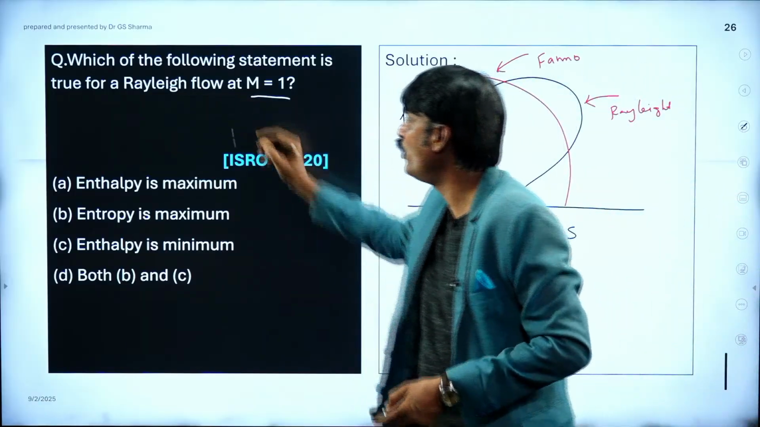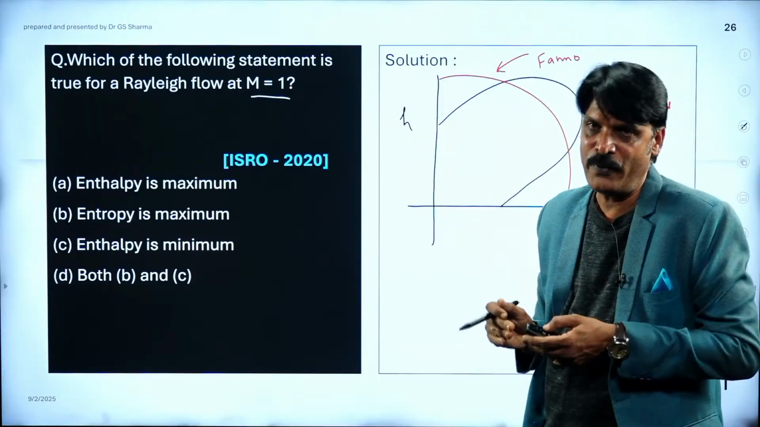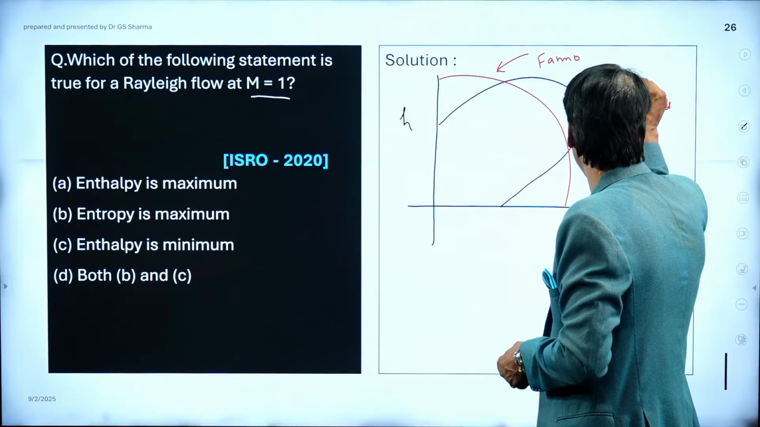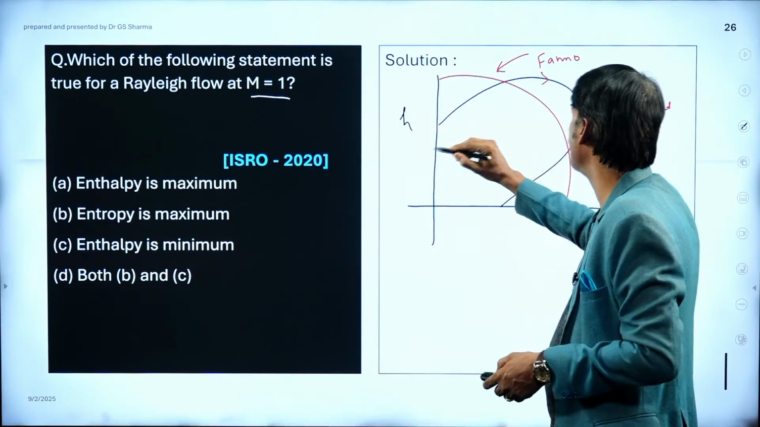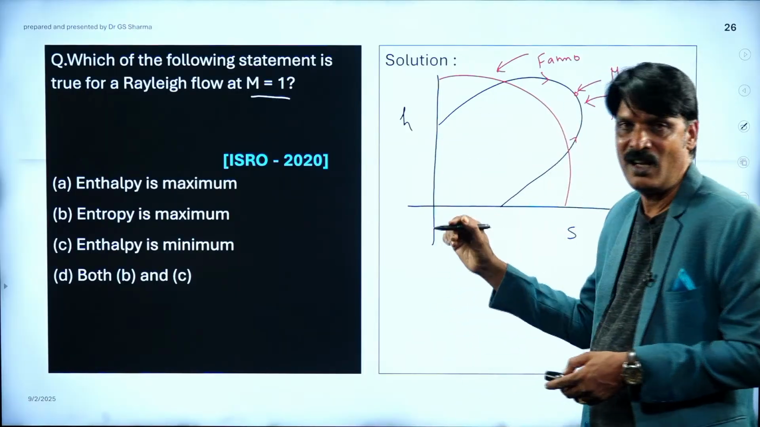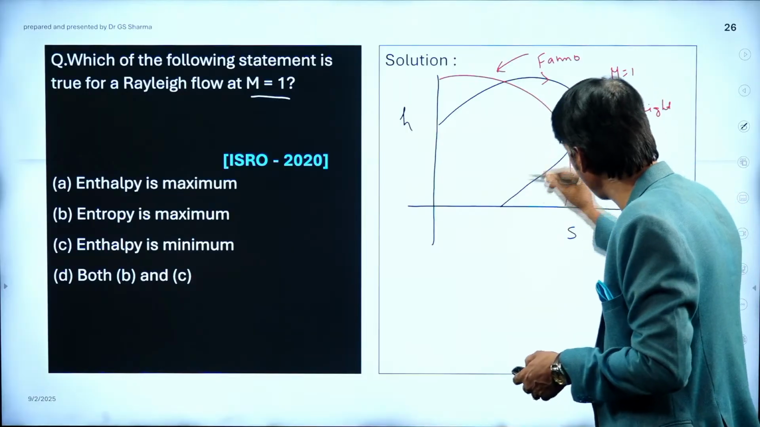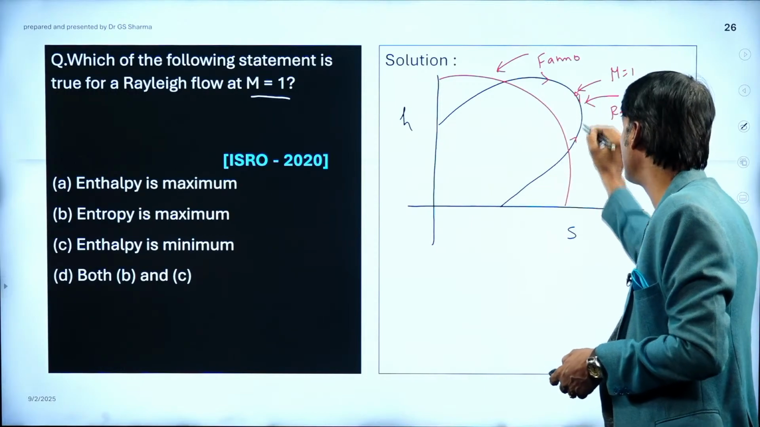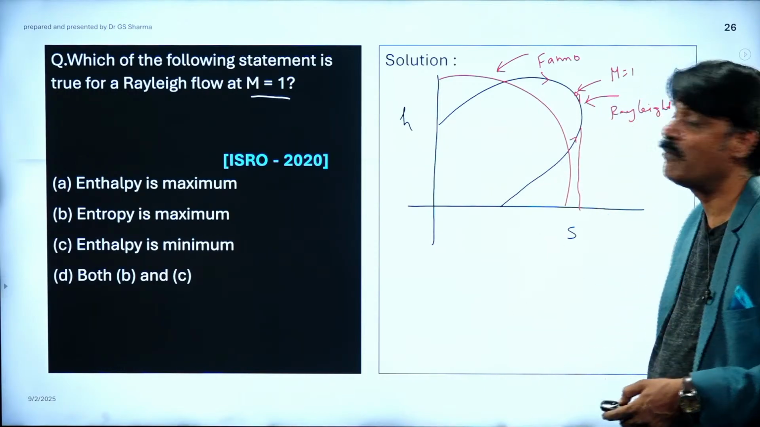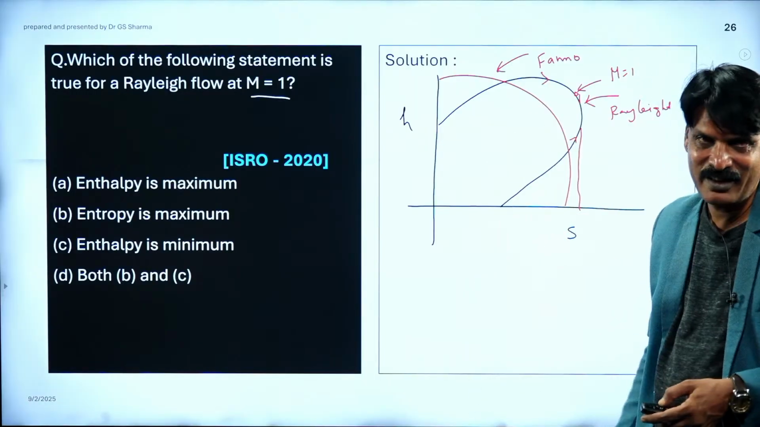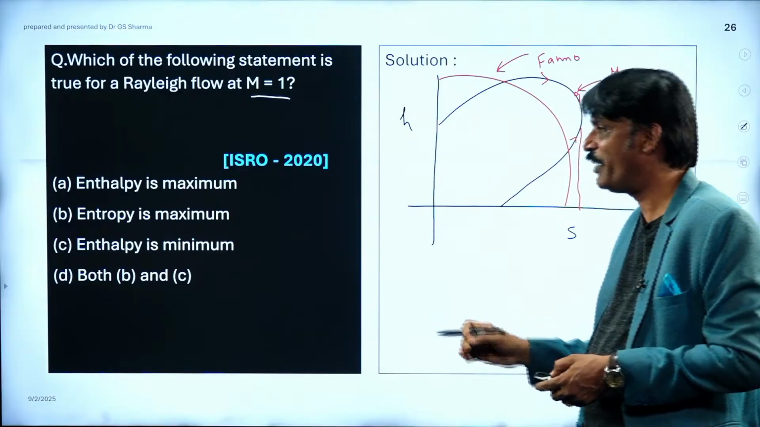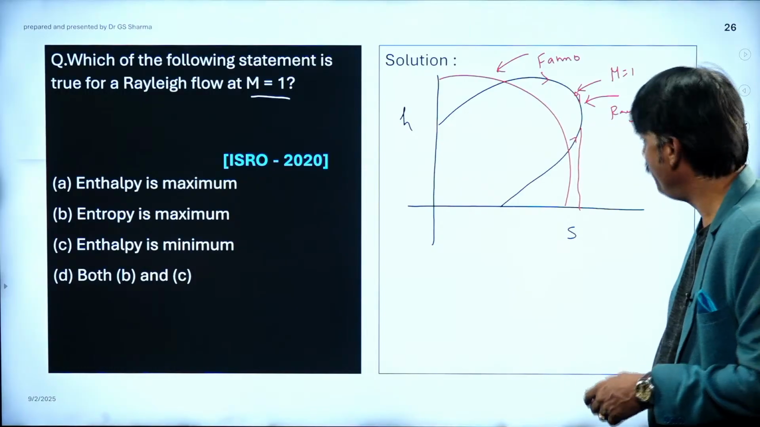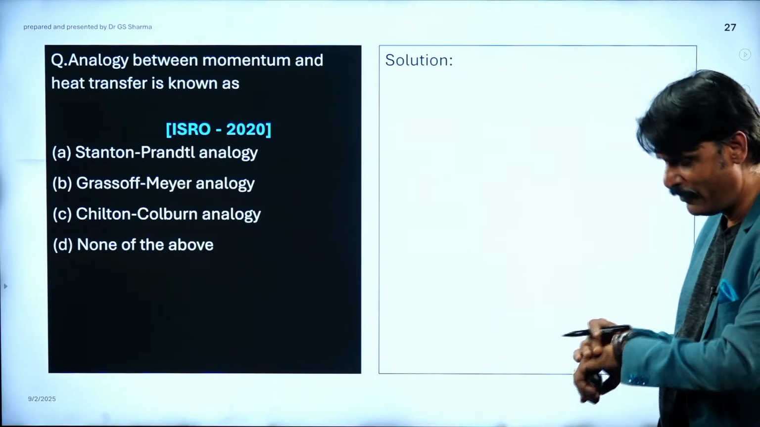These particular concepts are given. Rayleigh flow is that flow in constant area duct without friction and with heat transfer. So this is the particular point of Mach equal to 1. You will not have a flow from subsonic to supersonic. You will have subsonic to sonic or supersonic to sonic. At this particular point, entropy is maximum. This is the point of maximum entropy and minimum enthalpy. So the answer is entropy is maximum and enthalpy is minimum. So answer is both B and C. I'll just roll back with another 5 more minutes.